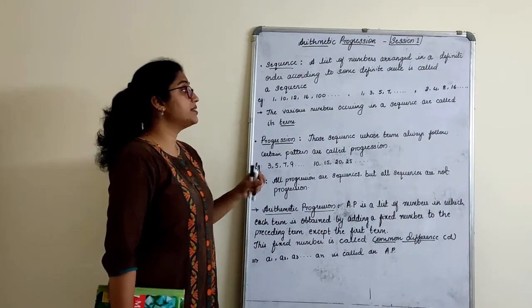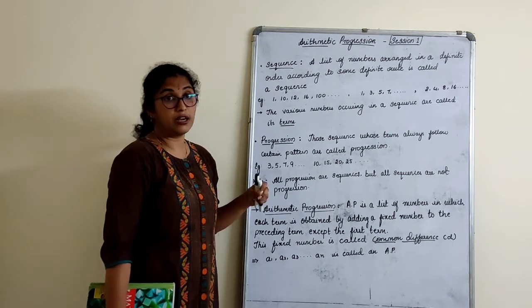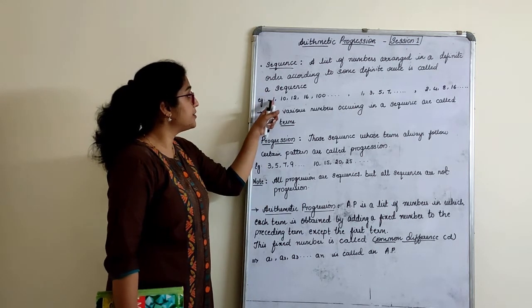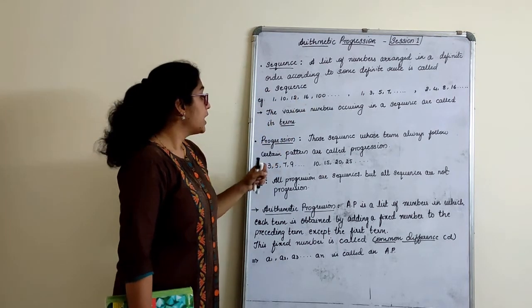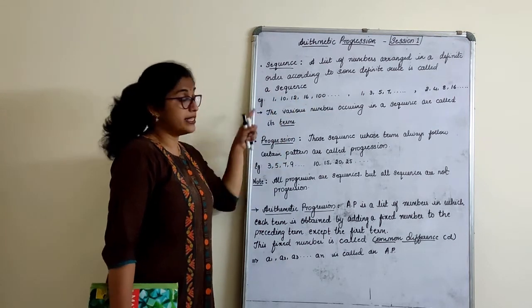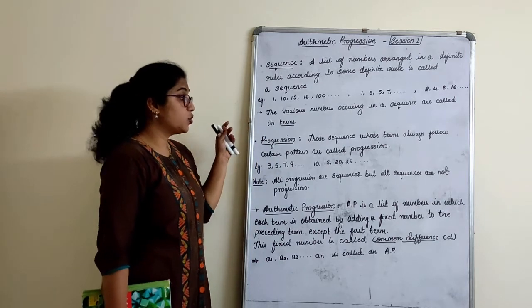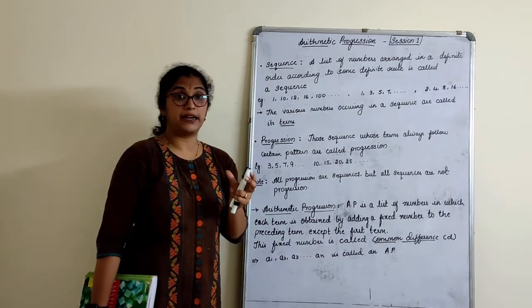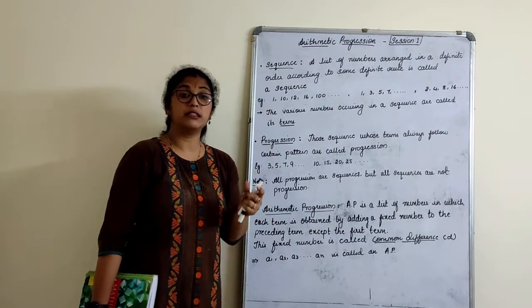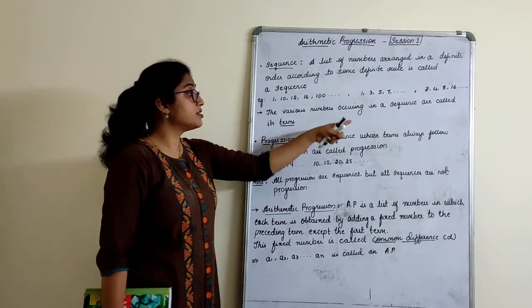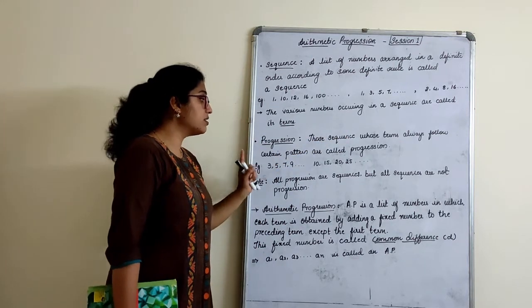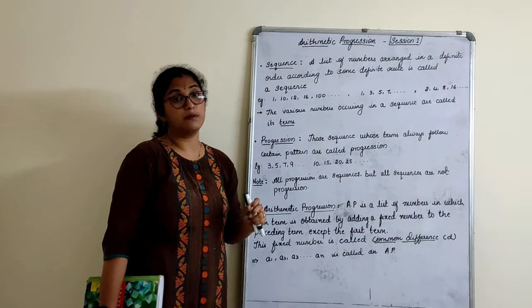The various numbers occurring in a sequence are called terms. So I can say this is the first term, second term, third term, fourth term, fifth term. If these sequences are arranged with a certain particular pattern, or ruled by some pattern, that we call a progression. The sequence whose terms always follow a certain pattern is called a progression.